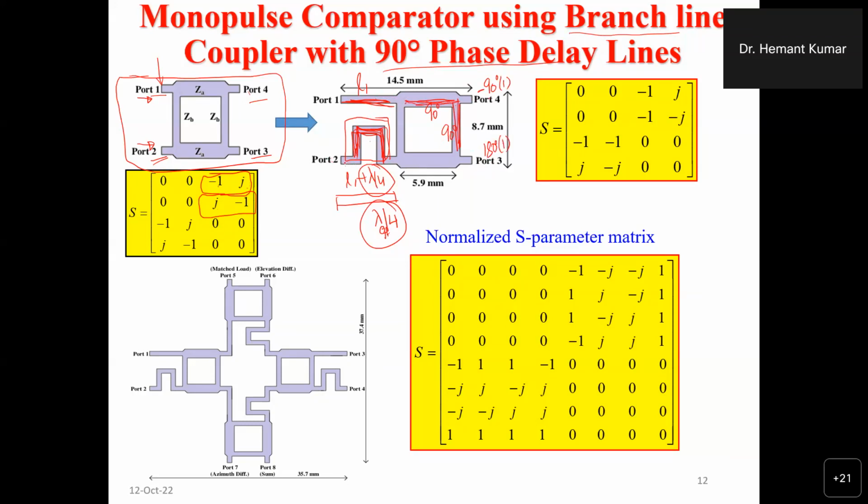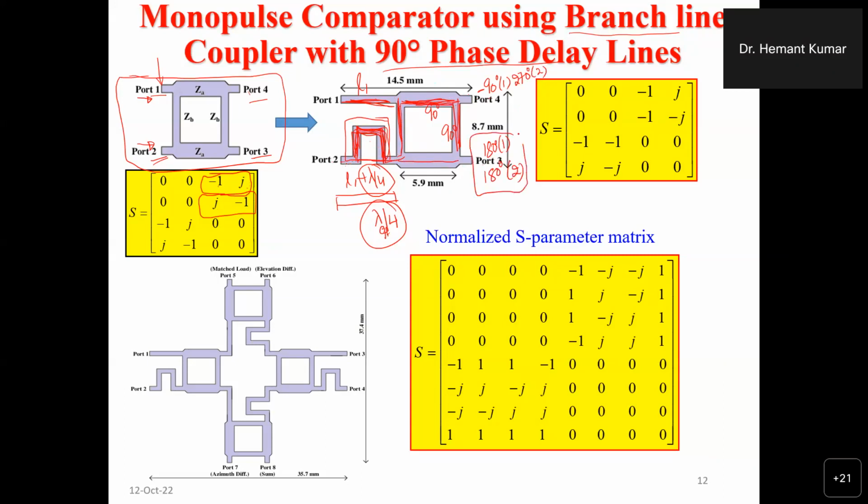What about port 2? From port 2 to port 4, how much difference is there? This is 90 degrees, this is 90 degrees, this is 90 degrees. 90, 90 and 90. How much is it? 270. So 270 degrees for port 2. Similarly, from port 2 to port 3, how much difference is there? 90 degrees and 90 degrees. This total is 180 degrees. 180 degrees for port 2.